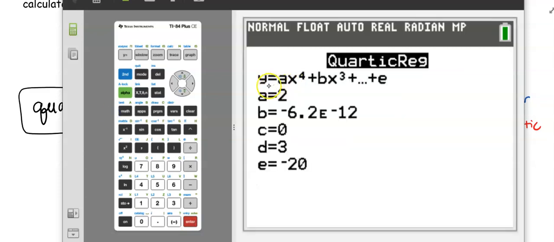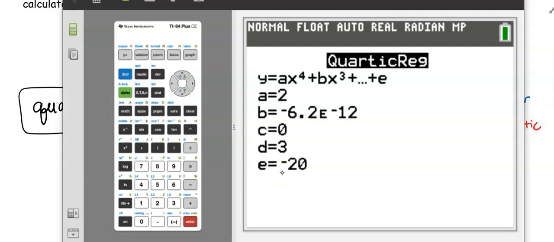And then you see the format, ax to the 4th, bx cubed, plus, following that pattern. So a is the coefficient with x to the 4th. B is the coefficient with x to the 3rd, and so forth. So this is x to the 4th, to the 3rd, to the 2nd, to the x, and the constant.